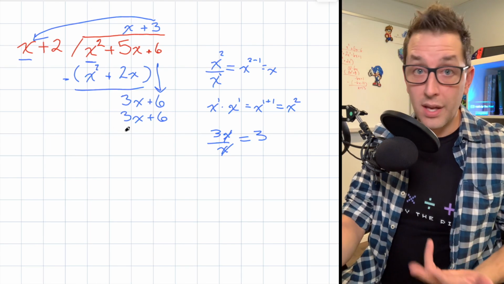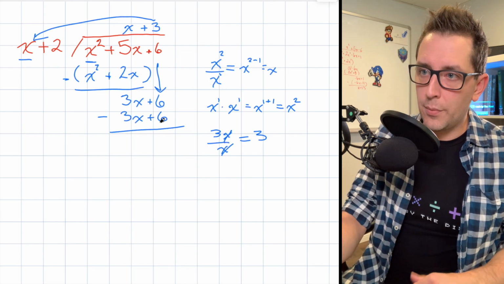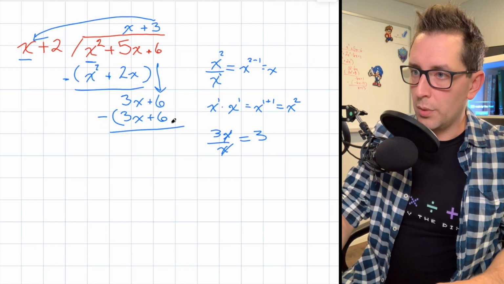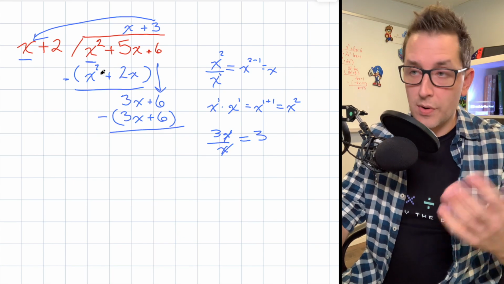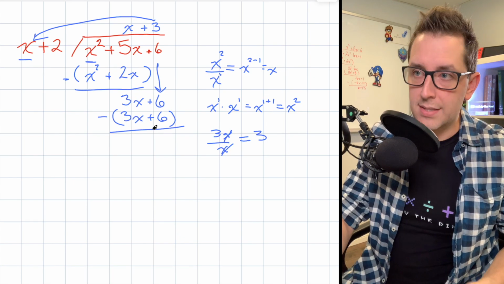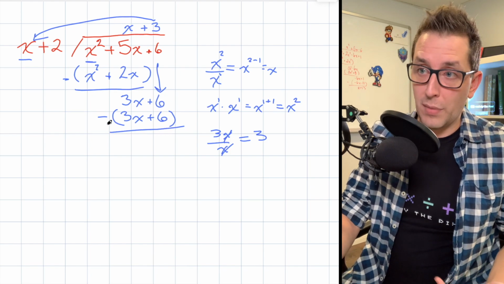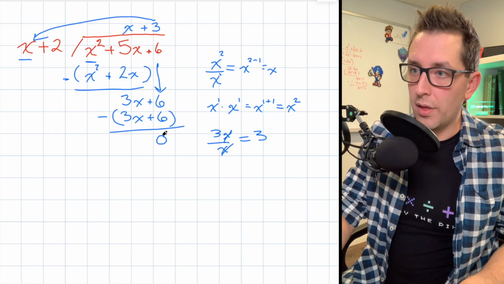And you might remember the next step is to draw a straight line across, and we're going to do some subtraction. And again, we're going to put that second expression in brackets to keep our signs straight, and we're going to subtract straight down. We're going to say 3x minus 3x is 0, and we have 6 minus 6, that's also 0. So we end up with 0.